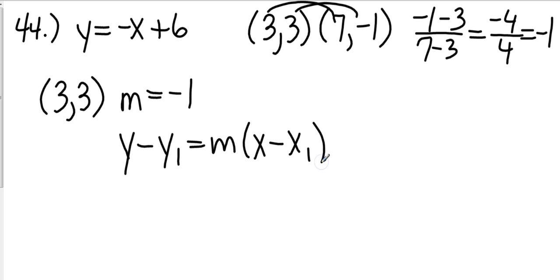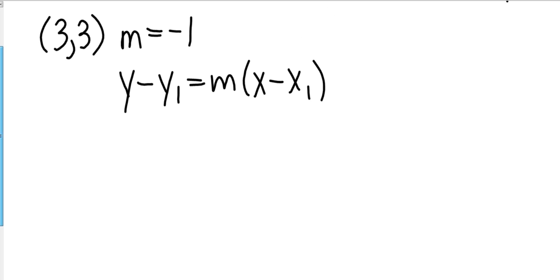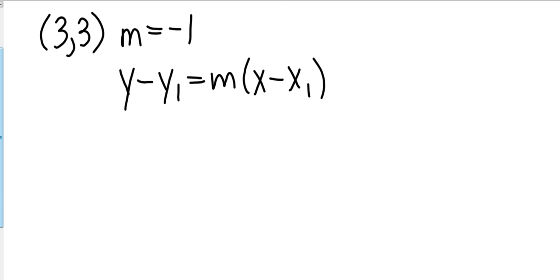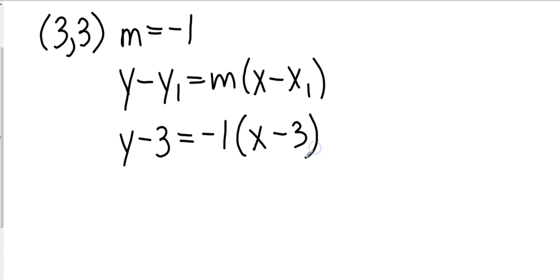This is our point slope form. So y is always y. y1 in this case is 3. My slope is negative 1. X is always x. And x1 is 3, and I subtract 3.